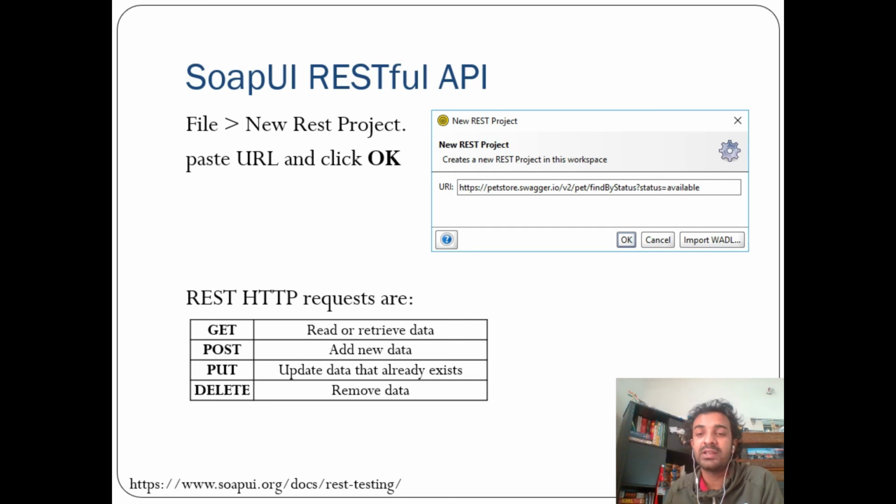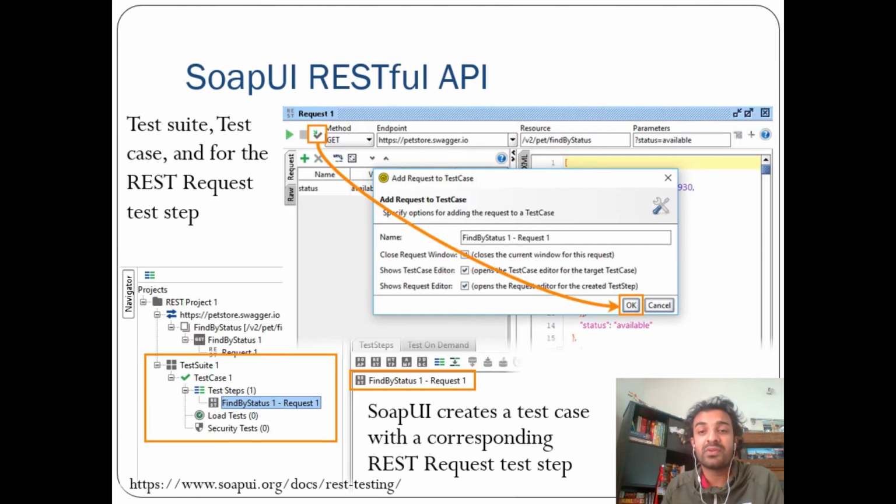So get and delete are simple. Get means retrieve the data. Delete means remove the data. Post is again simple, meaning adding the data, but put is like updating the data, so you need to do extra coding effort for the put. Next, how this testing of RESTful works. When you do testing, you'll have a test suite, test case, and for the request and response, a test step. It gives you three options again: a request window, test case editor, and test request editor.